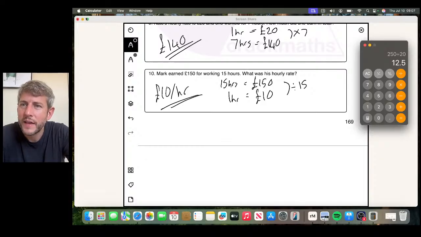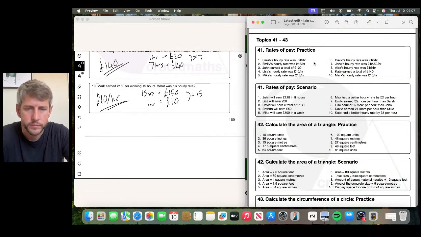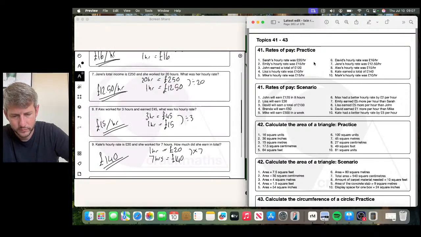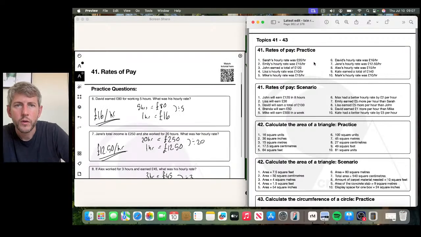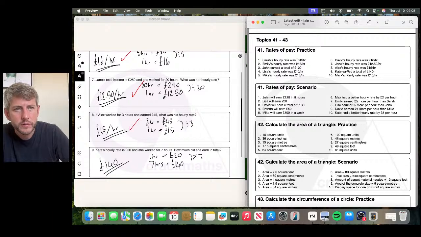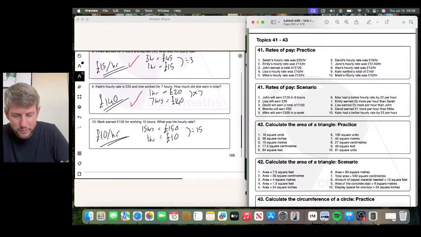Right, let's get this marked. We've got here £16 per hour, £12.50 per hour, £15 per hour, £140, and £10 per hour. Perfect. Right, that was a nice start to the session.